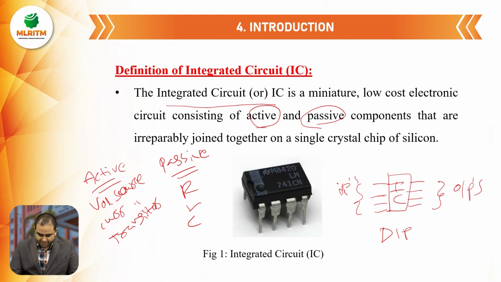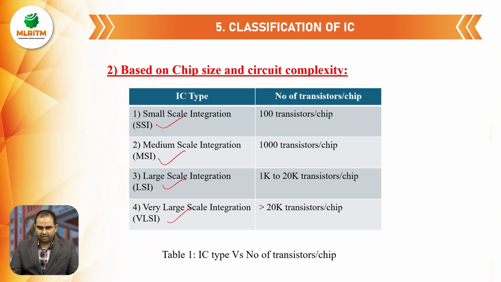As per the definition, this IC consists of passive components as well as active components. Transistor is one of those active components. That's why we are discussing the number of transistors present in that IC. So this is about the classification based on chip size and circuit complexity.